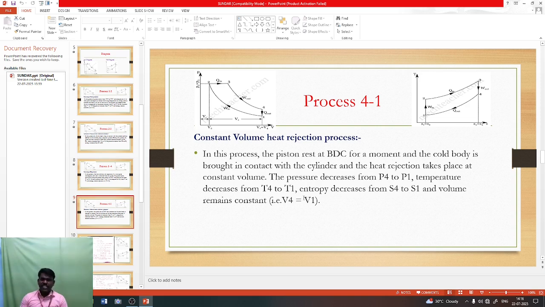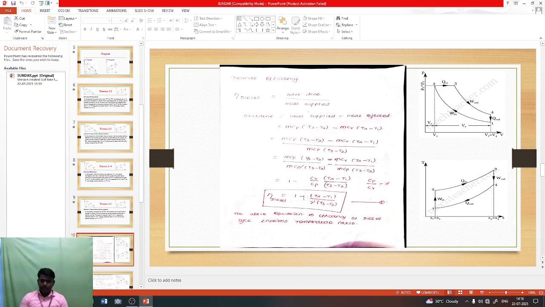Now we are going to derive from this process. Now we are going to find out the thermal efficiency formula for the diesel cycle. So we have to find the thermal efficiency of the diesel cycle. Normally the efficiency formula is equal to work done divided by heat supplied. So the efficiency of the diesel cycle is equal to work done divided by heat supplied. So now we can see what the heat supplied is.